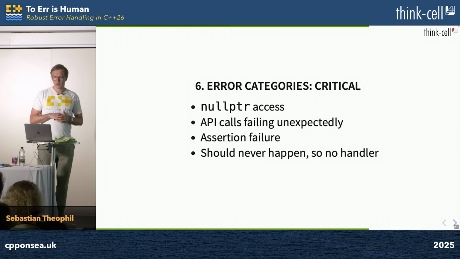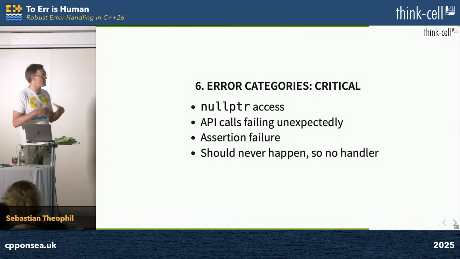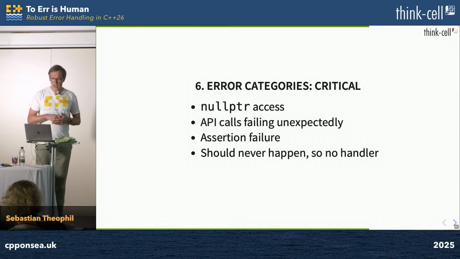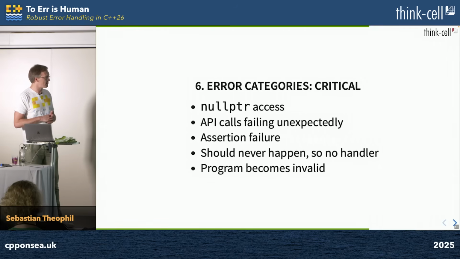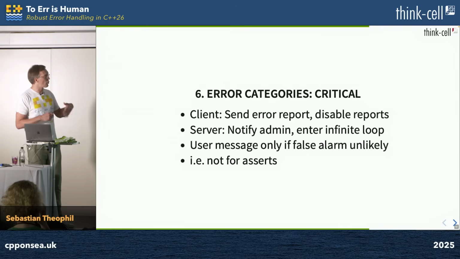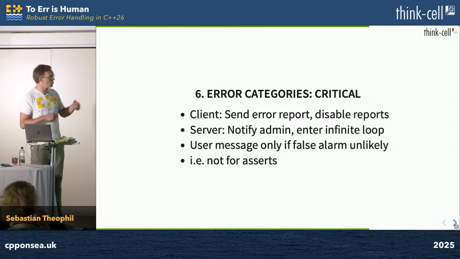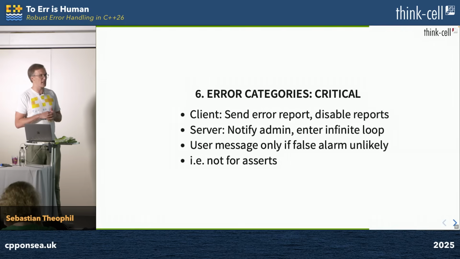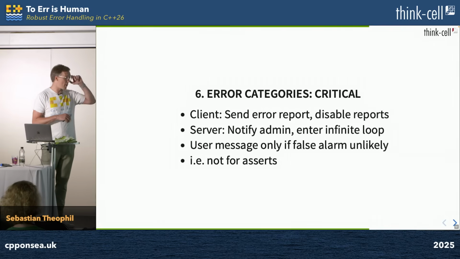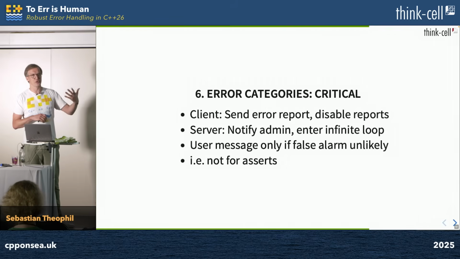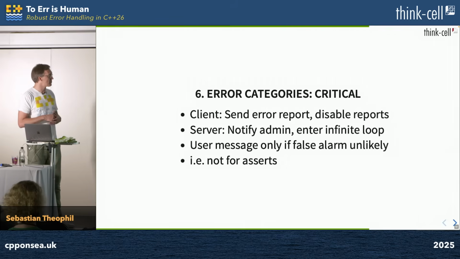And these things don't have error handlers because they are all programmer errors. We expect them not to happen, and if they happen, we have to fix it. It's not worth writing great handling code for that. And the program afterwards is in an invalid state. So as I've said, we send error reports, we disable reports, and we only show user messages if a false alarm is unlikely. For example, that means we show error messages if API calls return something unexpected. And then we alert the user, so maybe he calls us a bit faster and contacts support. But we don't do that for asserts, as I've said.